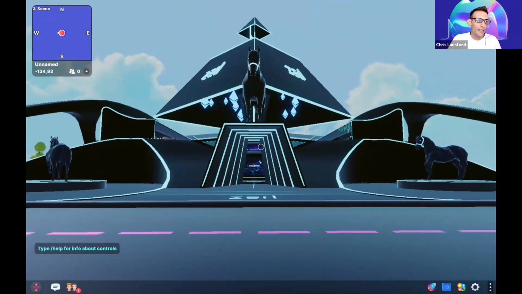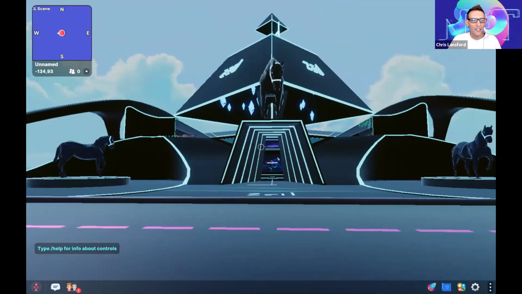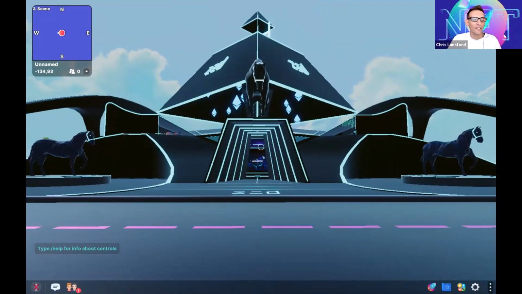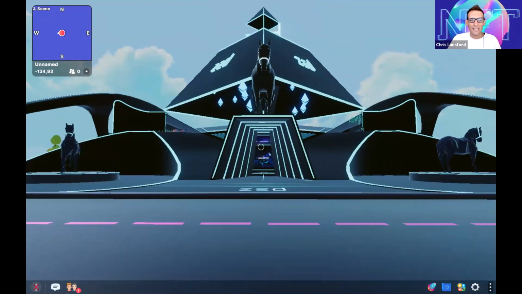My brother, I had him go. He has an Oculus Quest, and I said, "Can you go look at Decentraland on your Oculus?" He goes, "Okay." And I had him go check this out. He's like, "You got to get an Oculus. This is amazing."